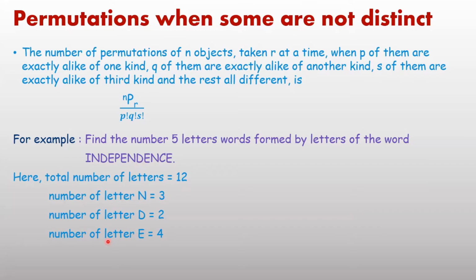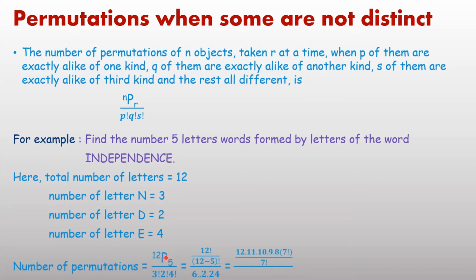Now repetition of E: 1, 2, 3, 4. E repeats 4 times, the remaining are different. Therefore, the number of permutations, or you can say the total number of 5-letter words, equals 12P5. Same formula, nPr upon repetition, whatever letters are repeated. Since N is repeated 3 times, divided by factorial 3.